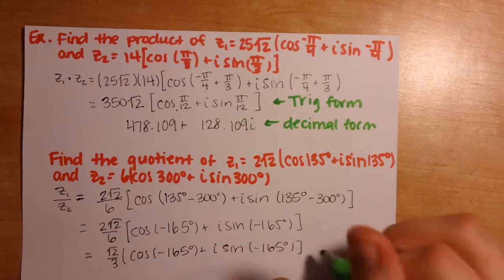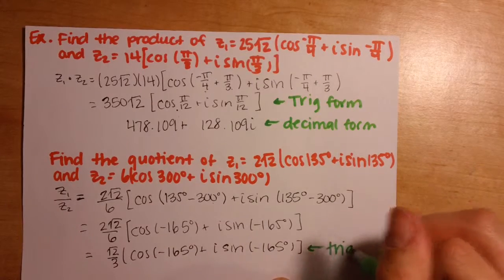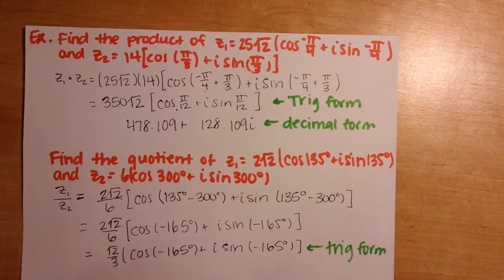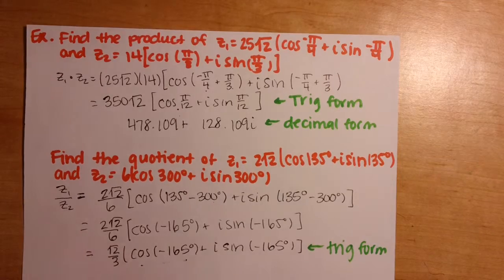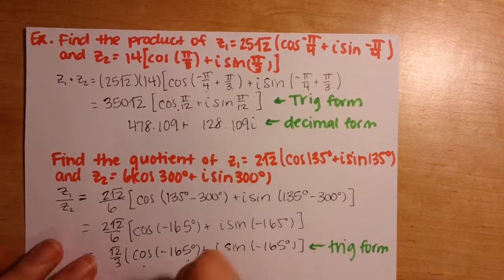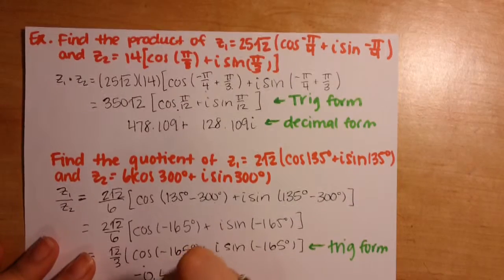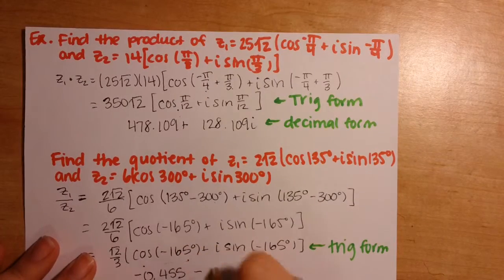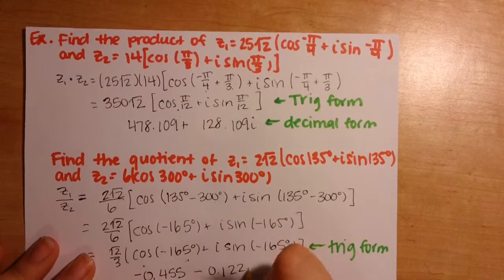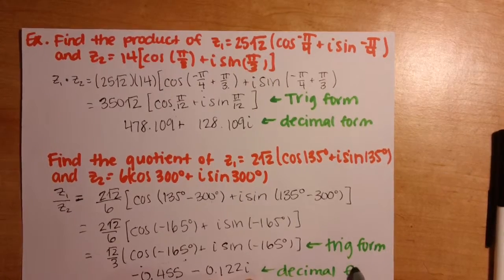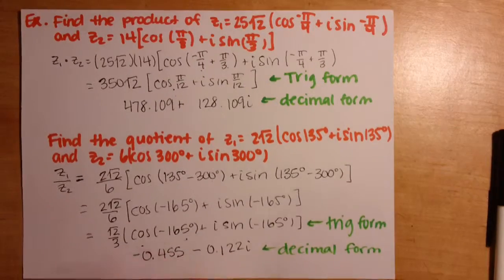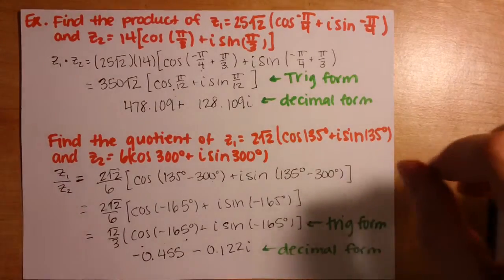So this here is trig form. And again, I can multiply this out. So take the cosine of negative 165 and multiply by square root of 2 over 3. And I'll get negative 0.455 minus 0.122i. And this here is decimal form. Okay? So make sure that you can put these in your calculators, get both the trig form and decimal form.